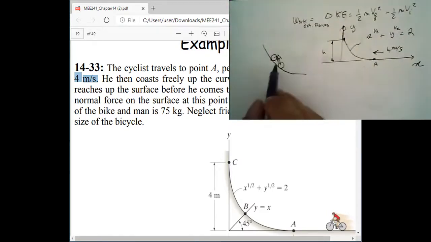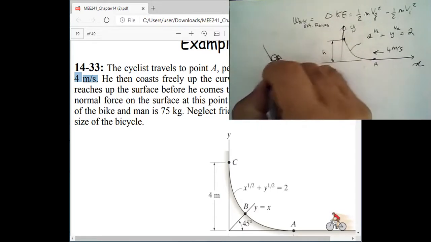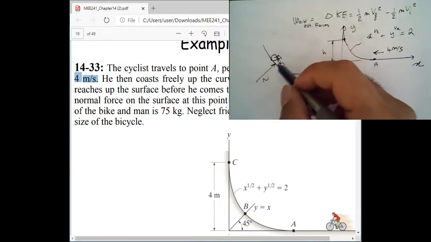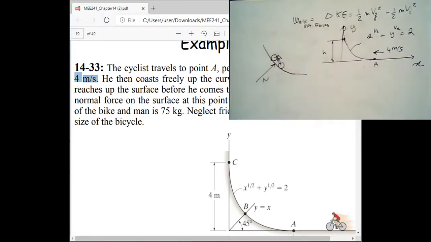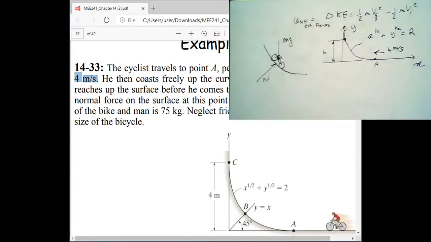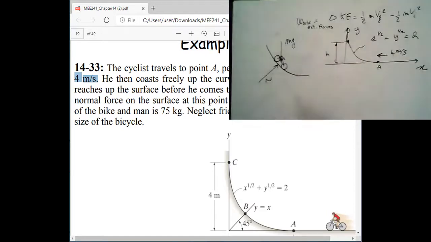Okay, so if the cyclist is here, what are the forces being applied on the bicycle? Well, we're neglecting friction, so here we only have the normal force. And by the way, we're treating the bicycle as a point mass, not as several rigid bodies. We have a weight applied at the center of gravity, and anything else? We may have friction, but friction is not going to be included. So what is the work of all the forces?